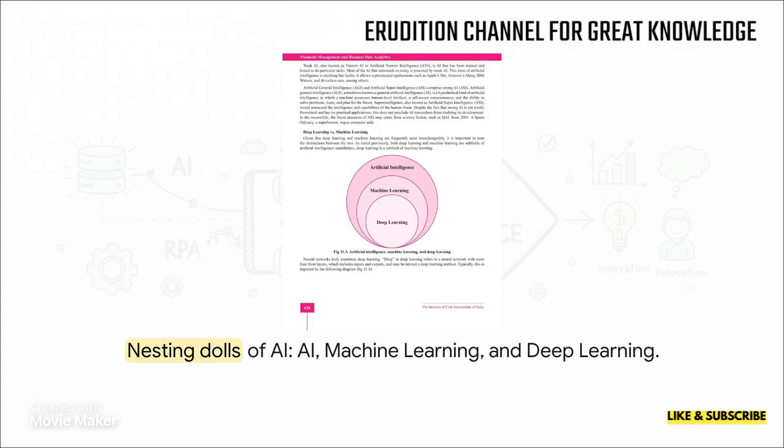Inside of that, we have machine learning, which is a specific subfield of AI, and nested perfectly right inside of machine learning is deep learning. So basically, every deep learning algorithm is machine learning, and all machine learning is artificial intelligence. But of course, it doesn't work the other way around.